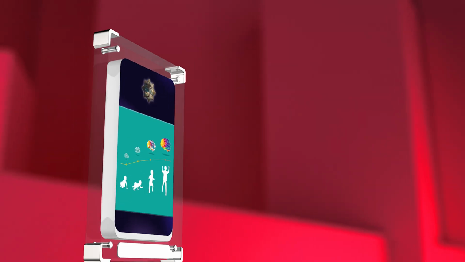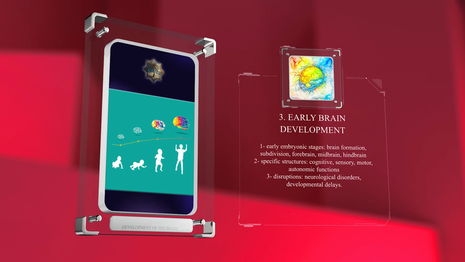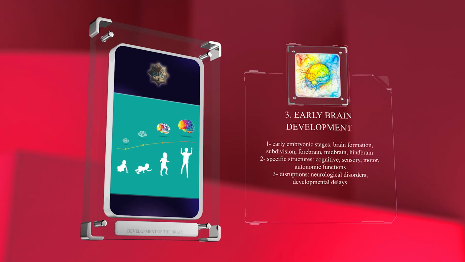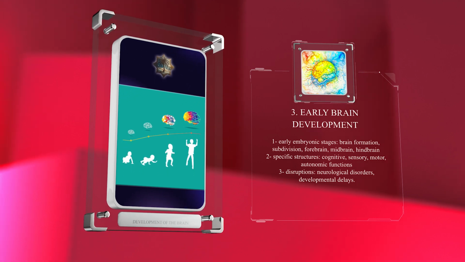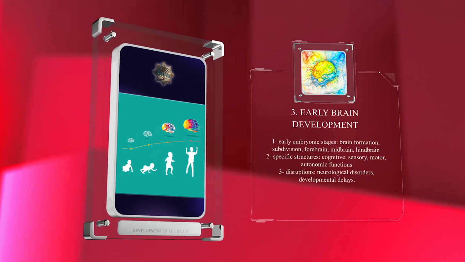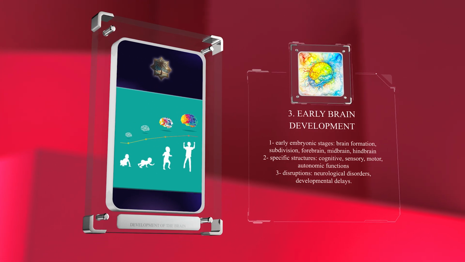During early embryonic stages, the brain undergoes sequential formation and subdivision into the forebrain, midbrain, and hindbrain. These regions develop into specific structures that are vital for cognitive, sensory, motor, and autonomic functions. Disruptions in this process can result in neurological disorders and developmental delays.